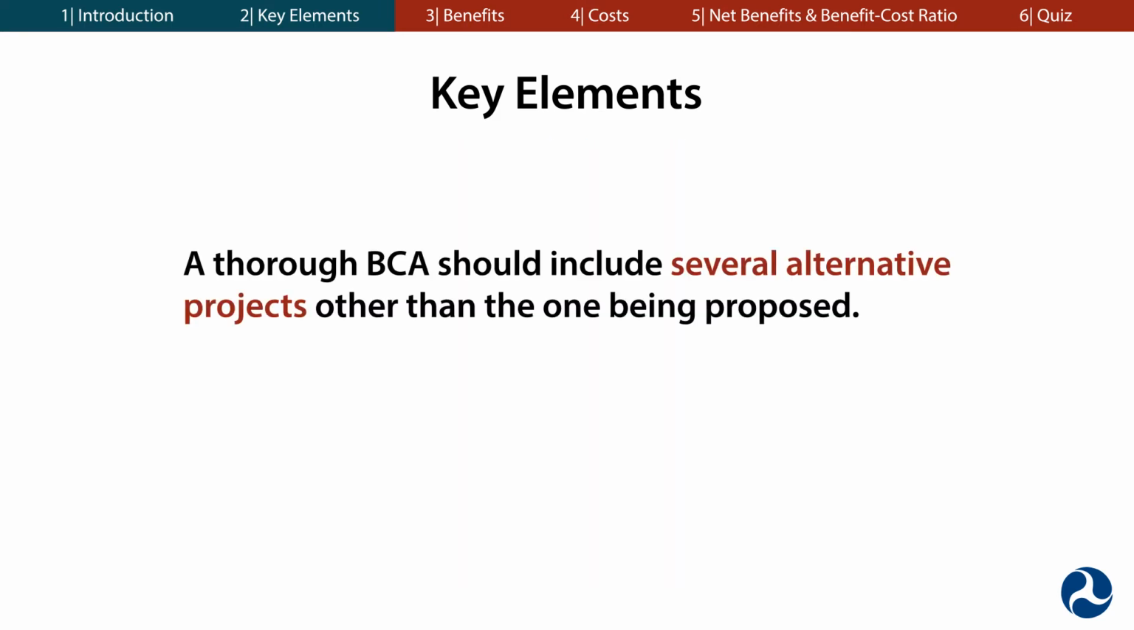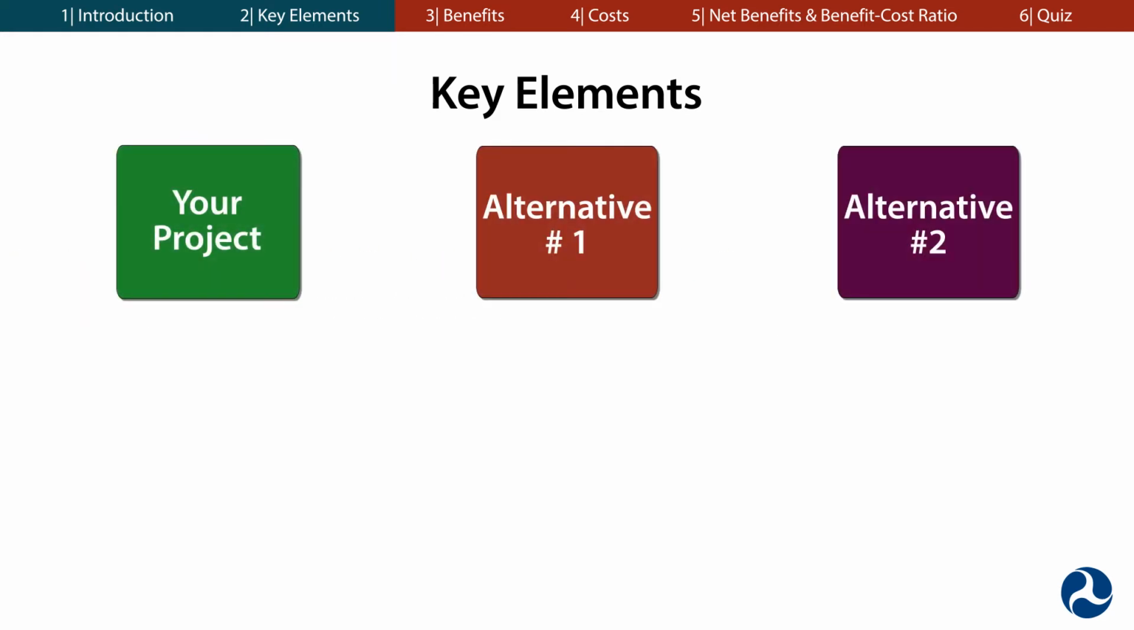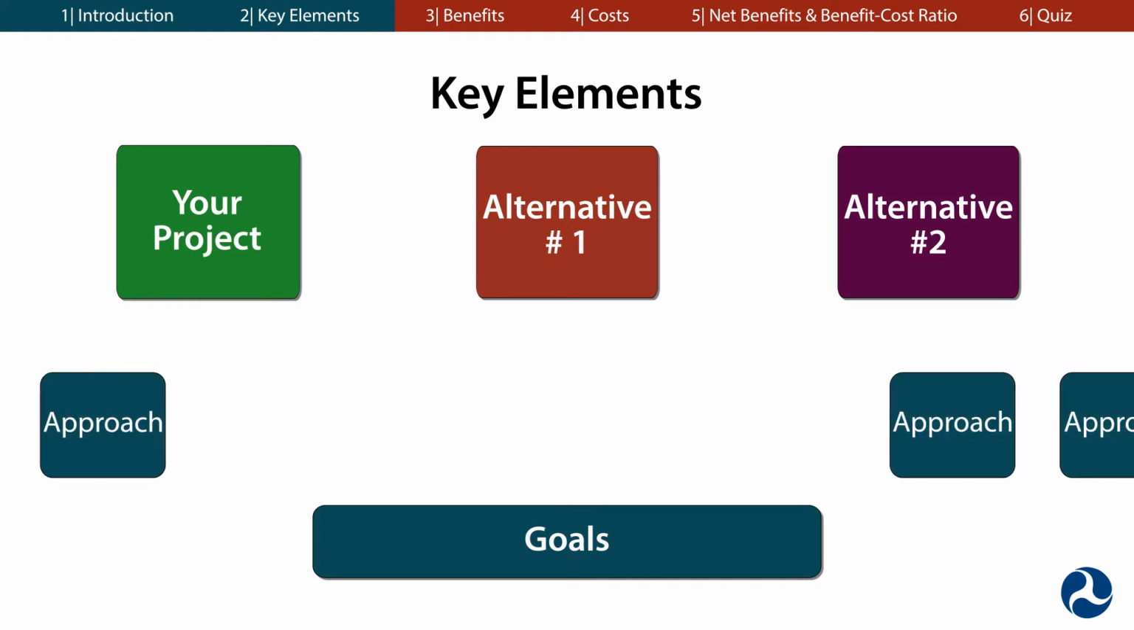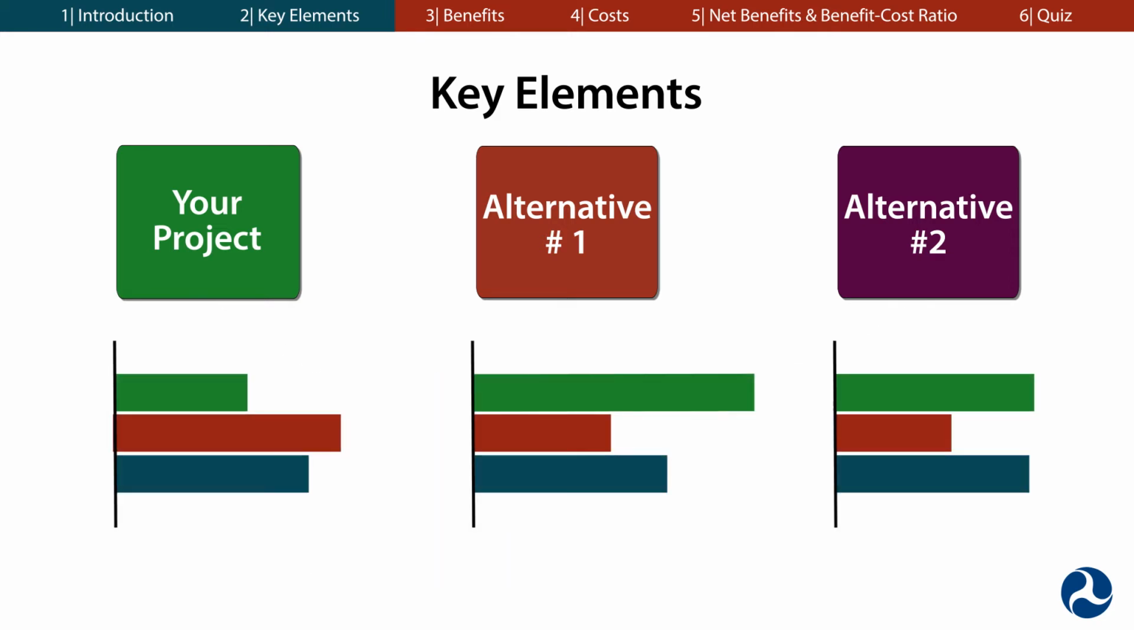A thorough BCA should include several alternative projects other than the one being proposed. A good candidate for an alternative project would be one that accomplishes the same goals as your project, but goes about it in a different way. Contrasting your project against several alternative projects helps illustrate that your project is the most effective way to accomplish the goals you intend to achieve. For example, other alternatives may meet the same project goals, but may have fewer anticipated benefits or greater costs.